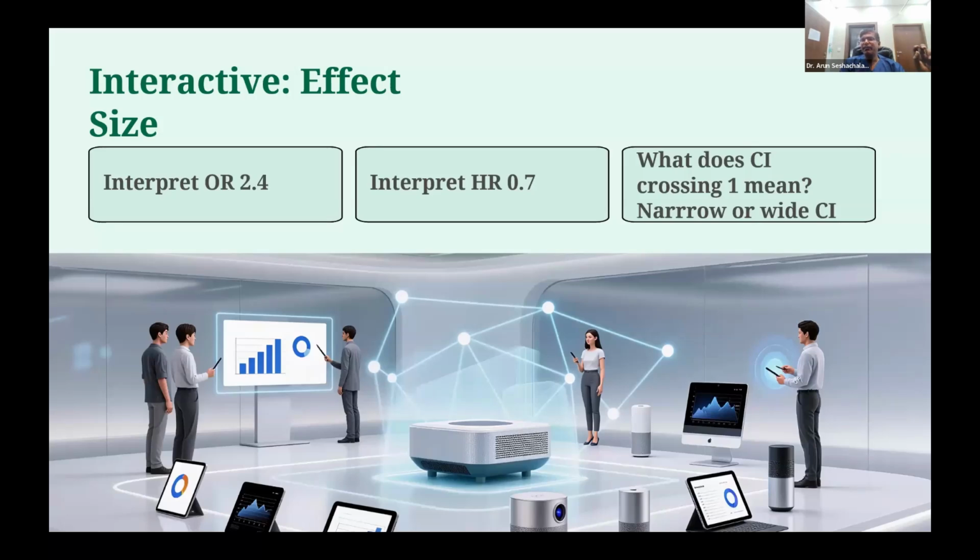But generally, we very rarely use the odds ratio, for the simple reason that it generally overestimates, particularly when the effect size is large or the event is happening in more than 10%. That is one. Then interpret the hazard ratio of 0.7. What does it mean? Just type in your chat box, what does a hazard ratio of 0.7 mean?